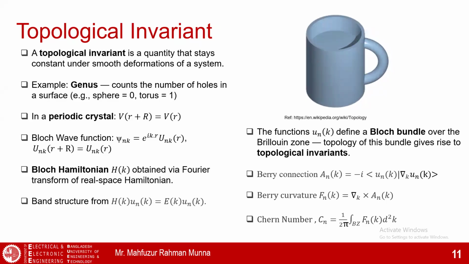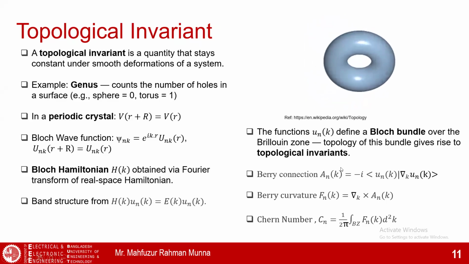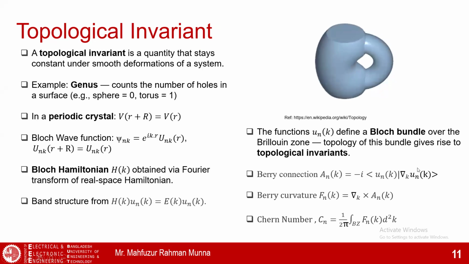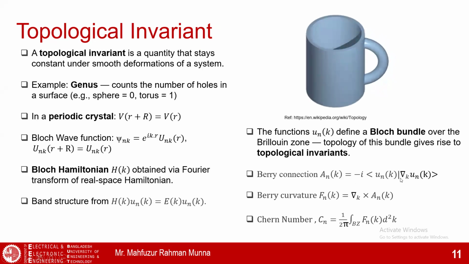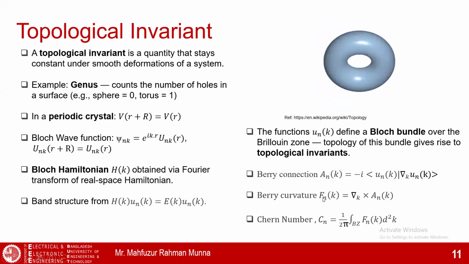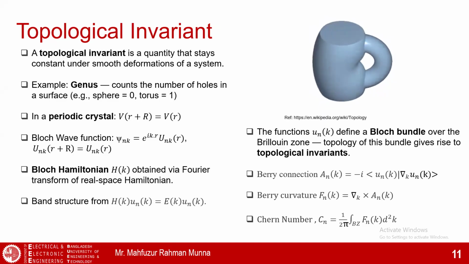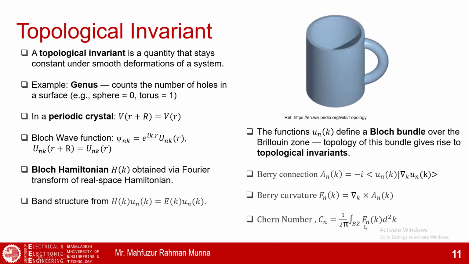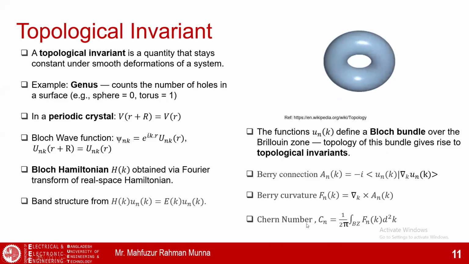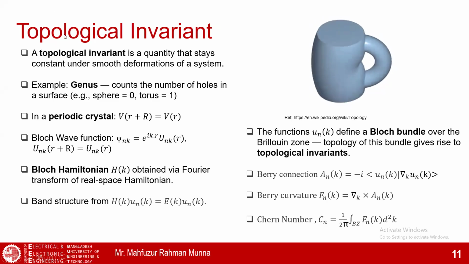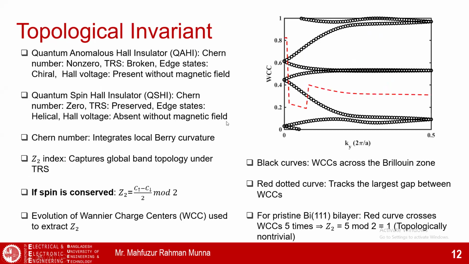First of all, we can define the Berry connection, which is analogous to the vector magnetic potential. If we use this formula, we can calculate the Berry connection, and by taking the curl of the Berry connection, we can get the Berry curvature, which is analogous to the magnetic flux density. And if we take the surface integral of the Berry curvature, we will get the Chern number. This Chern number defines the topological invariant of a system.